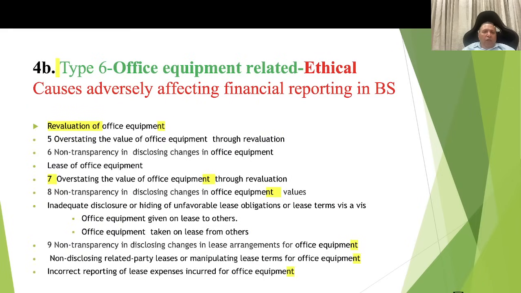Revaluation of the office equipment: overstating the value of the office equipment through revaluation, non-transparency in disclosing changes in the office equipment values. Lease of office equipment: inadequate disclosure or hiding the unfavorable lease obligations or lease terms vis-a-vis office equipment given on lease or taken on lease. Then non-transparency in disclosing the changes in the lease agreement for the office equipment, and not disclosing related party leases or manipulating the lease terms for office equipment, and incorrect reporting of the lease expenses incurred for the office equipments.